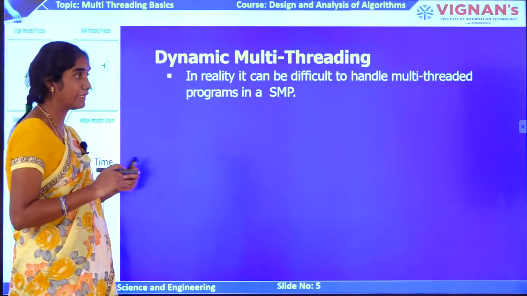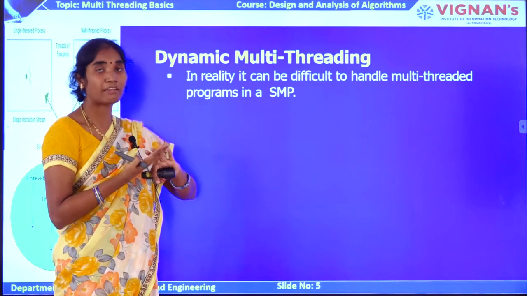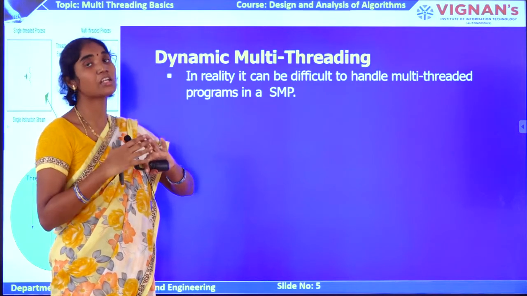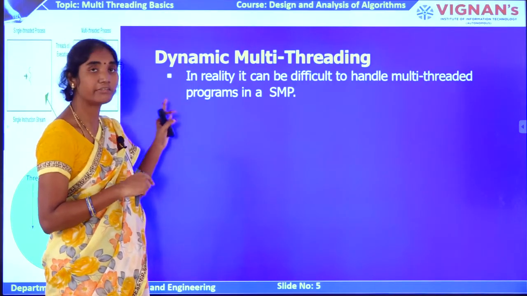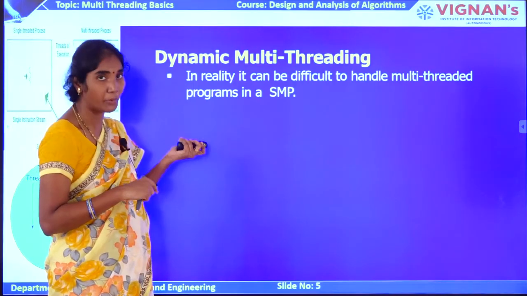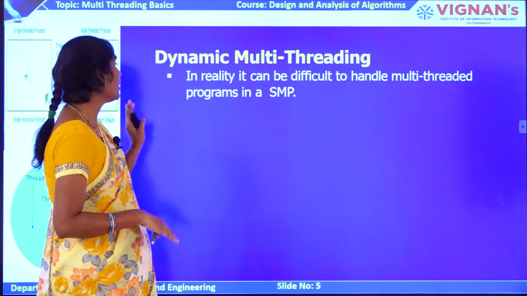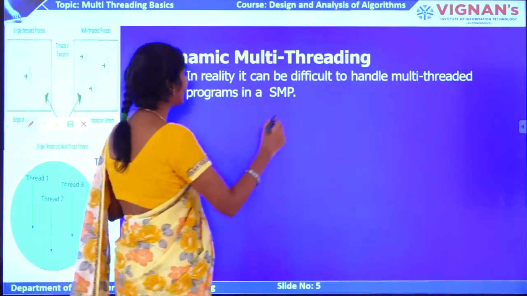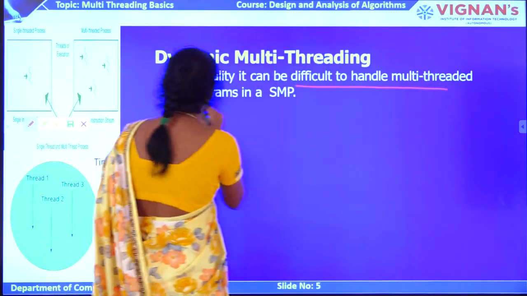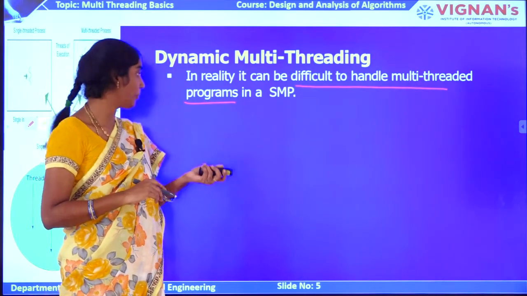Now dynamic multi-threading, as I said, in order to incorporate parallel computation, we are using multi-threading, right. Dynamic multi-threading, in reality, can be used to handle multi-threaded programs on a single microprocessor. Coming to dynamic multi-threading, in reality it can be difficult to handle multi-threaded programs. It is very difficult to handle the multi-threaded programs, right.